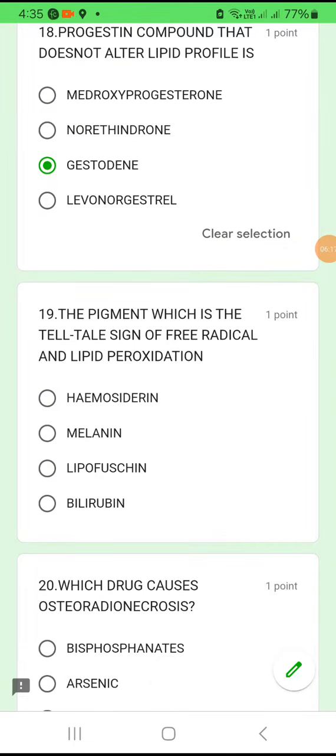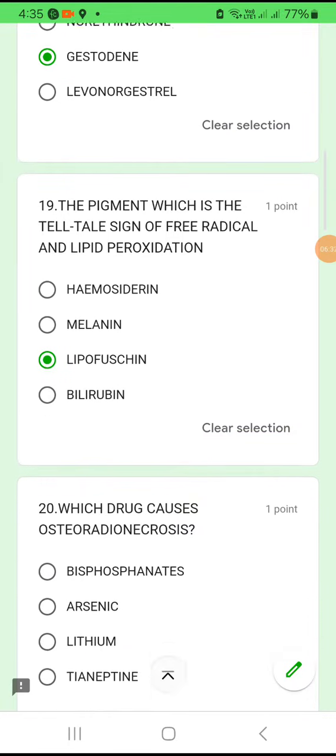Question number 19. The pigment which is the telltale sign of free radical and lipid peroxidation: hemosiderin, melanin, lipofuscin, or bilirubin. So option C, lipofuscin, is the answer.